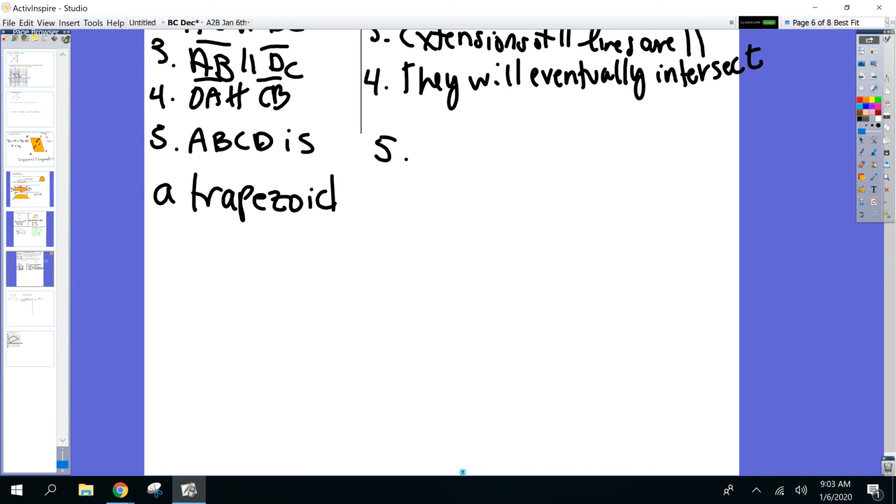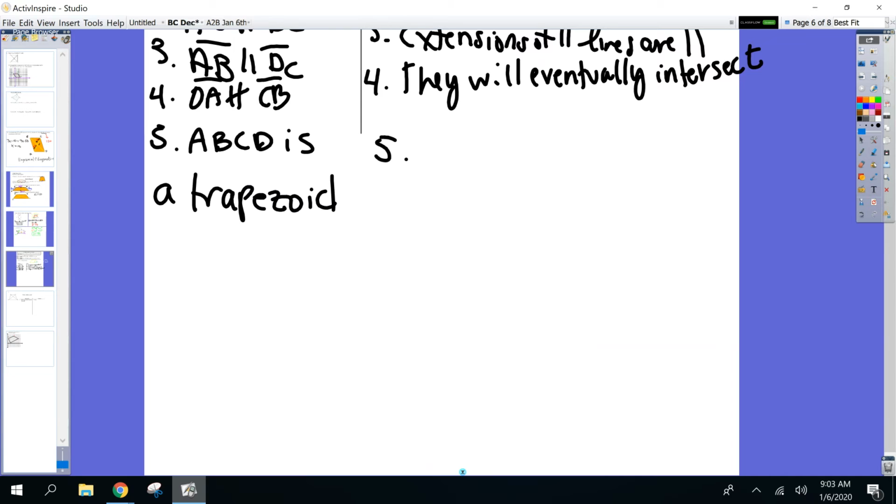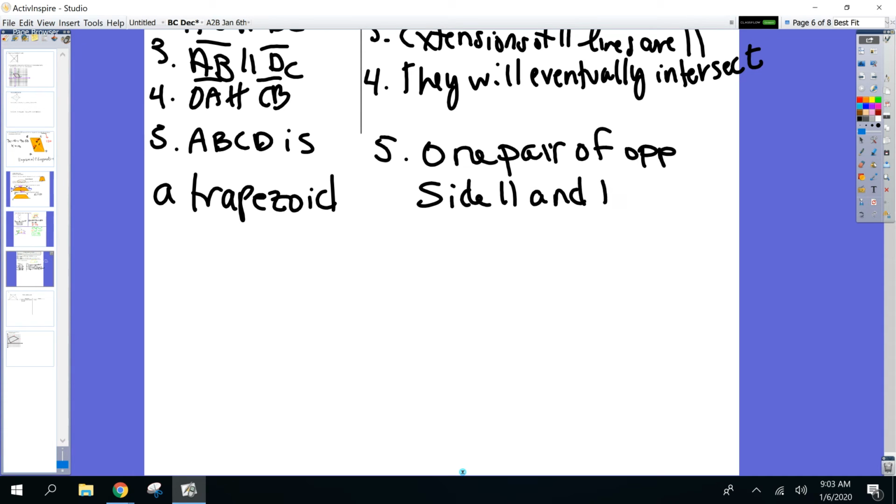Why is it a trapezoid? What did we just prove above? In your own words. 14, in your own words. One pair of opposite sides are parallel and another pair is not parallel. Correct. One pair of opposite sides parallel, and the other pair is not, implies a trapezoid.